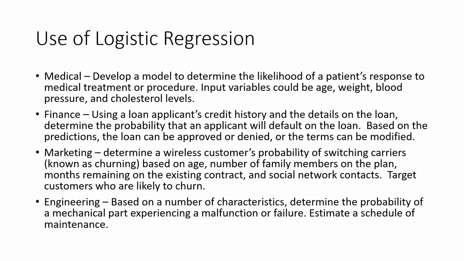In marketing, we can determine a wireless customer's probability of switching carriers, known as churning, based on age, number of family members on the plan, months remaining on the existing contract, and social network contacts. We could use that information to target customers who are more likely to churn. And then in engineering, based on a number of characteristics, we could determine the probability of a mechanical part experiencing a malfunction or failure, and then use that estimate to actually schedule maintenance.